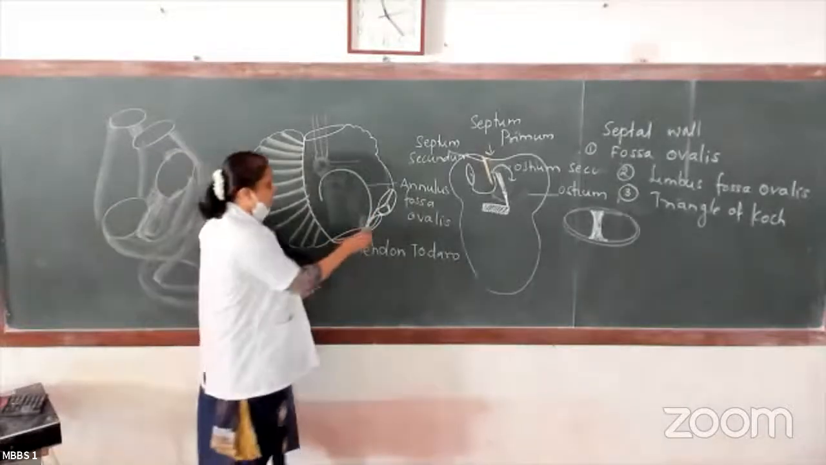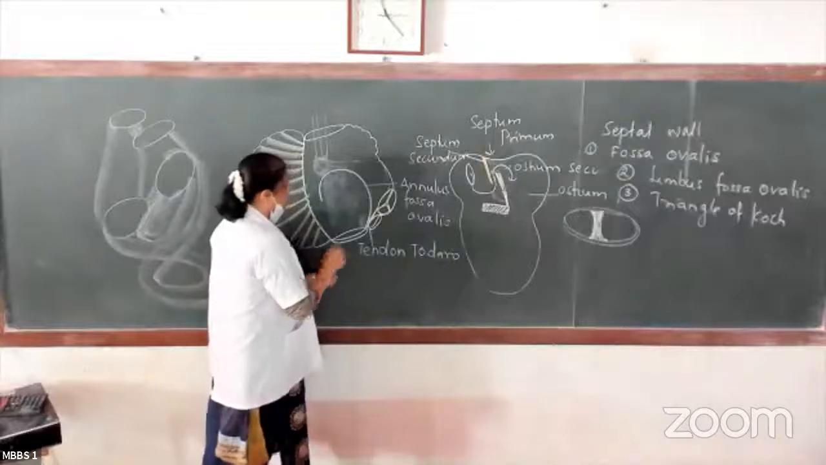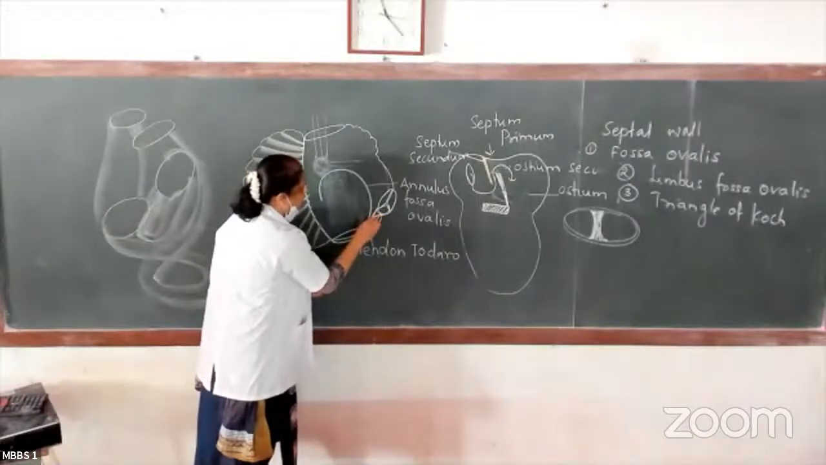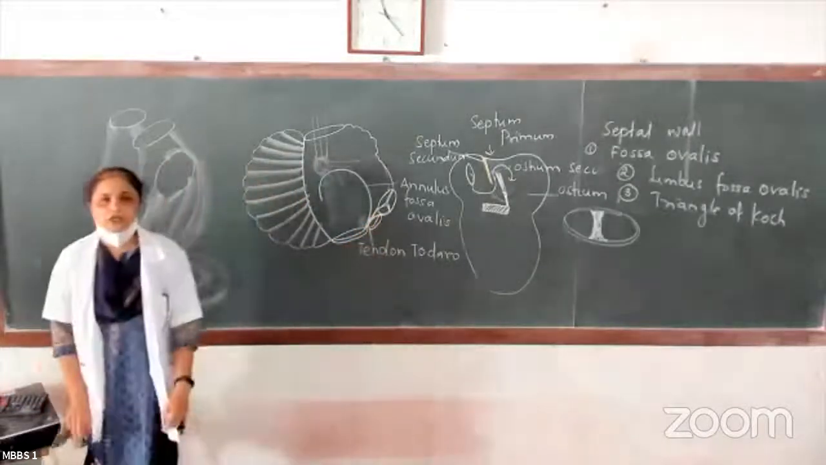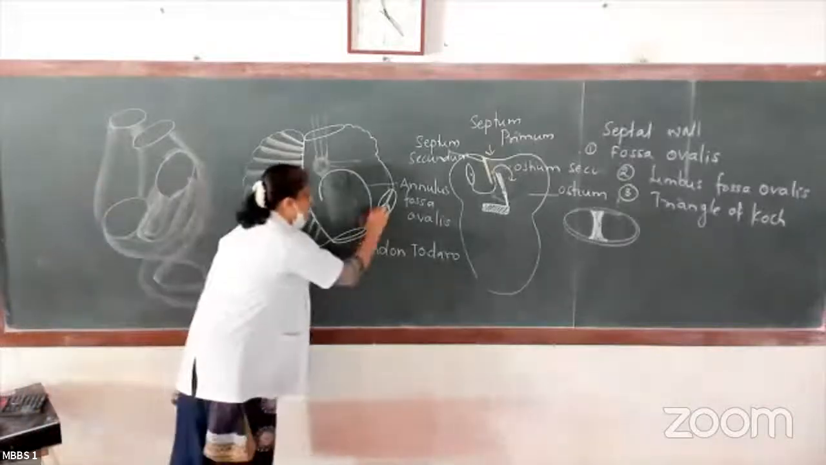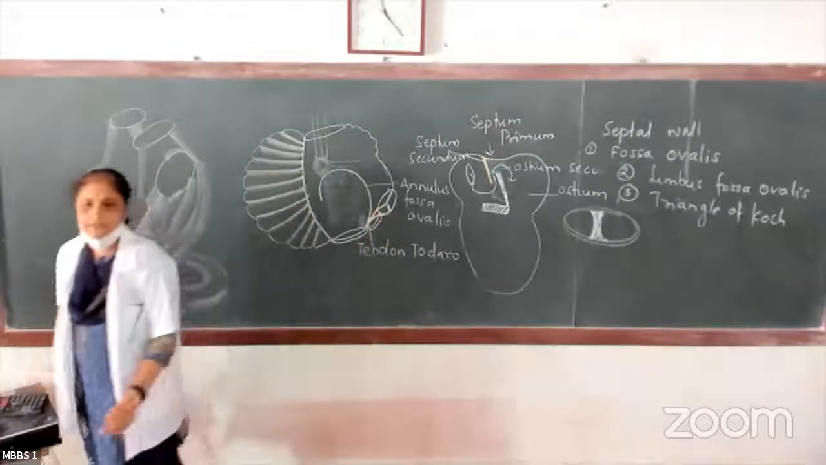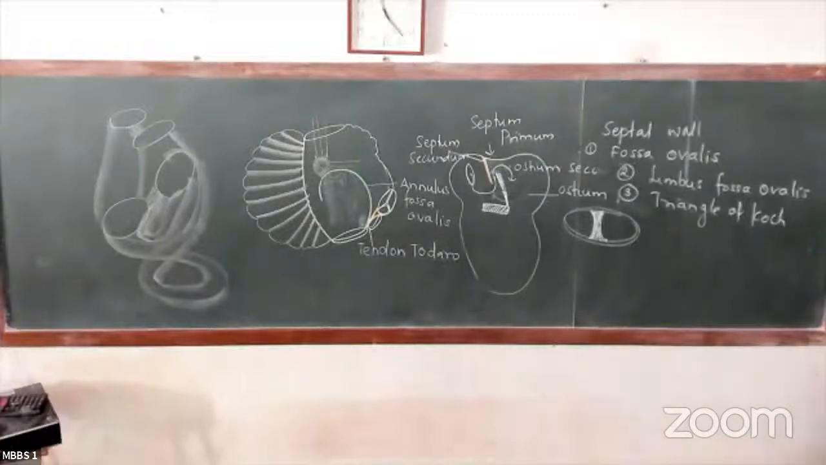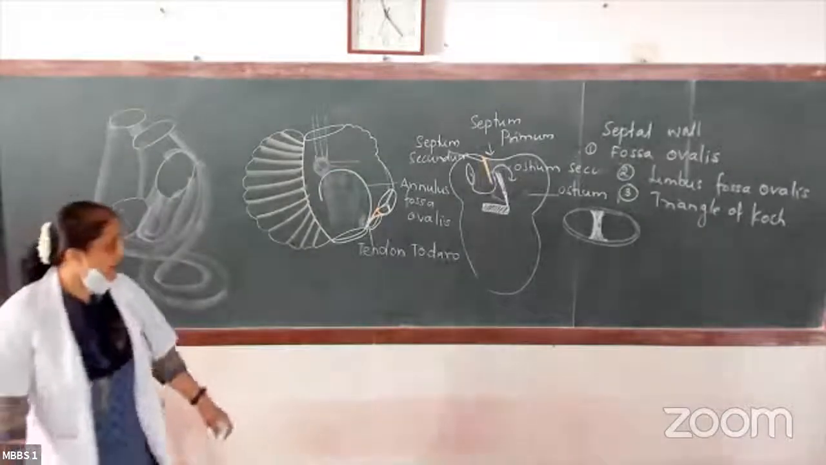Now I will say that one margin of the triangle is formed by the tendon of Todaro, one wall is formed by the posterior wall of the coronary sinus, and one wall is formed by the septal leaflet of the tricuspid orifice. This triangle is produced in between these three structures. That triangle is called the triangle of Koch.